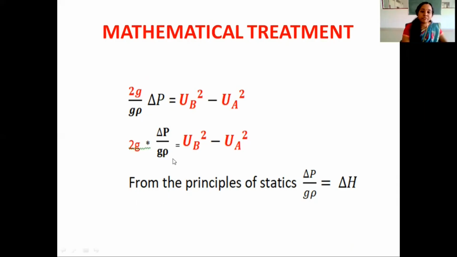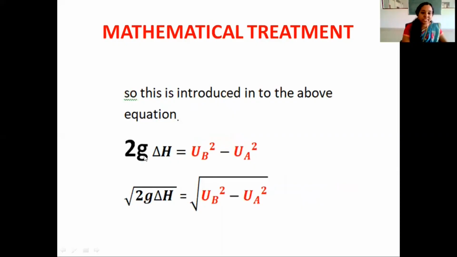According to the principles of fluid statics, we know delta P divided by G rho will be equal to delta H. So this value will be substituted in this equation. So we get an equation like this. 2G delta H equal to UB square minus UA square. Okay, our equation will be like this. 2G delta H equal to UB square minus UA square. So this is a mathematical explanation regarding the orifice meter.